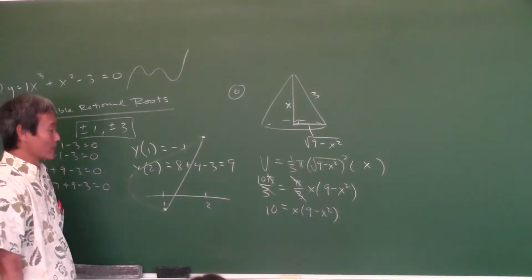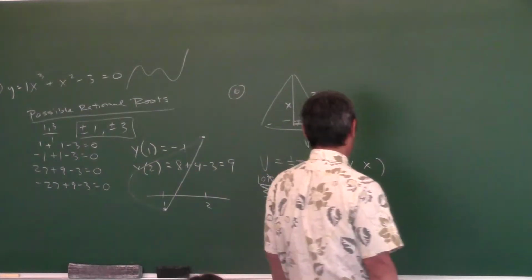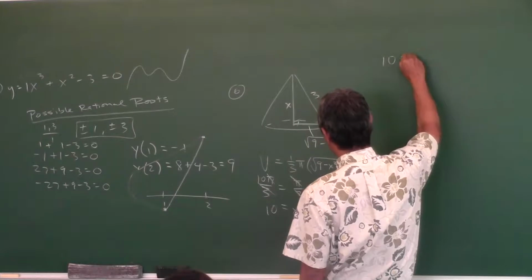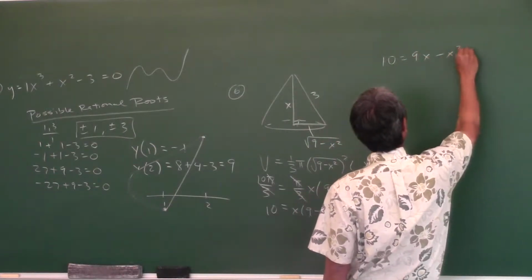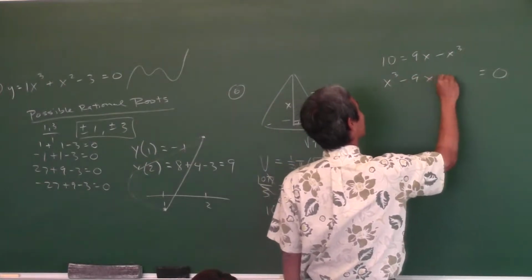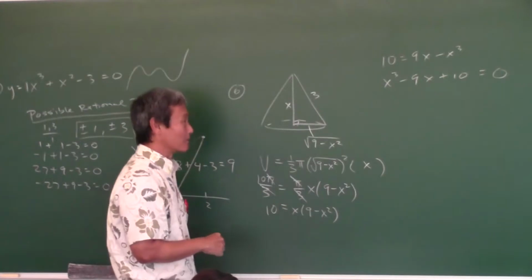And then you gotta solve that equation. How do you solve an equation when the power is 3 or bigger? Or when it's 2 or bigger for that matter? Okay, first we need to multiply it out. So 10 equals 9x minus x cubed. Make one side 0. And notice how I always make the first term positive. You run into fewer problems if you make the first term positive.